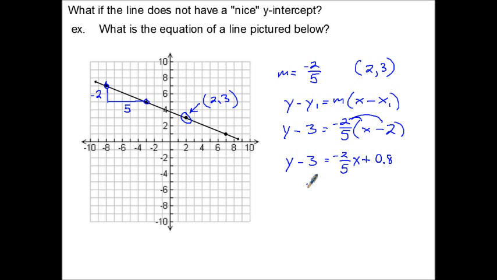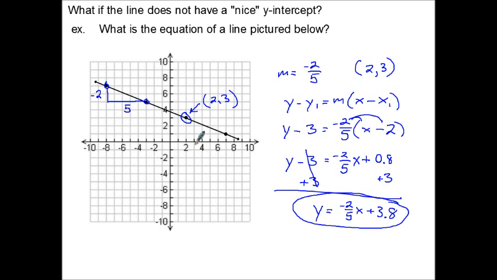Alrighty, so at this point, just like previously, I'm going to add 3 to both sides in order to cancel out this 3 and get the y by itself. So now I've got a negative 2/5 x, and then I've got plus 3.8. Okay, now hopefully that makes a little bit of sense, because again, we looked at this earlier and thought, yeah, it's almost a 4, so it's 3 point something, and I think 3.8 looks pretty darn reasonable.